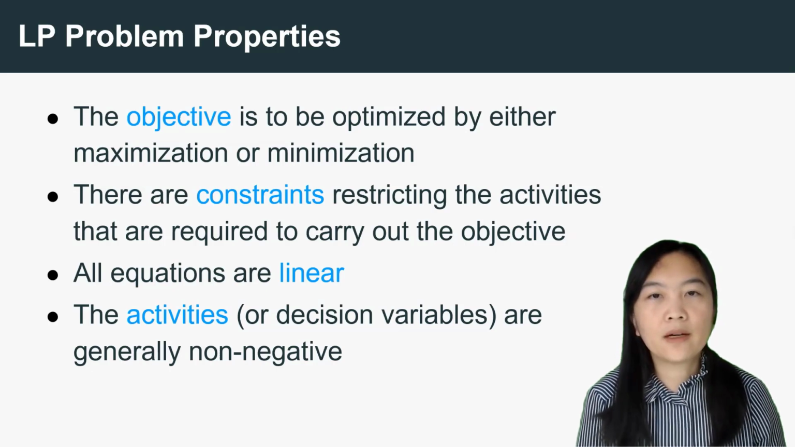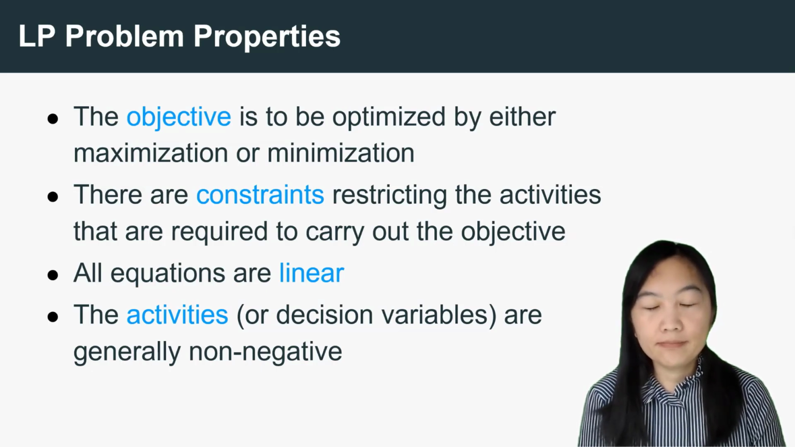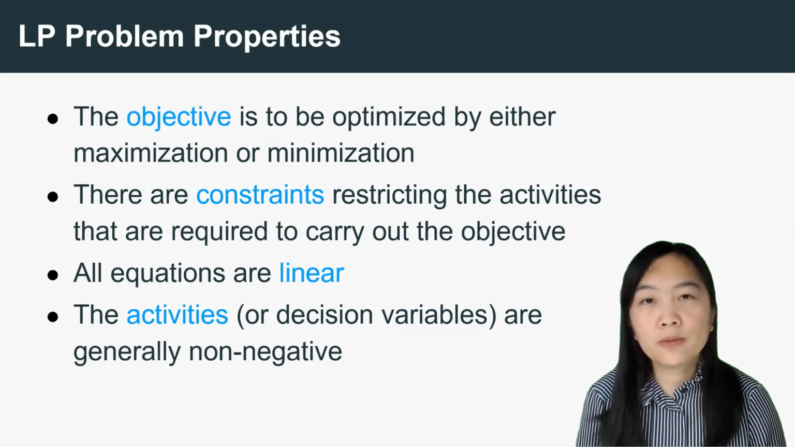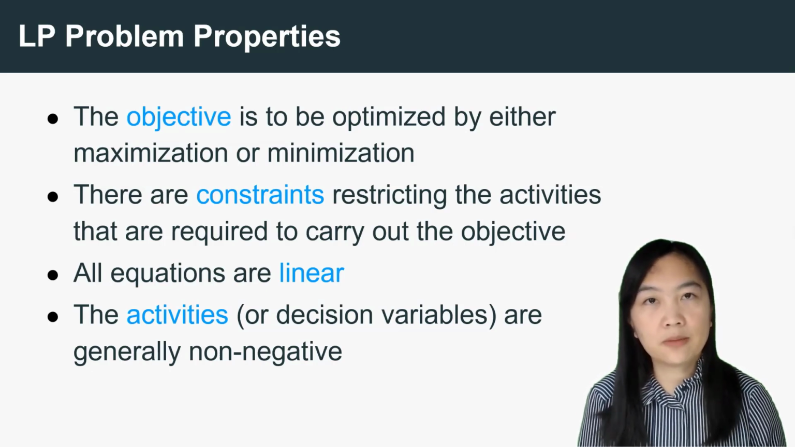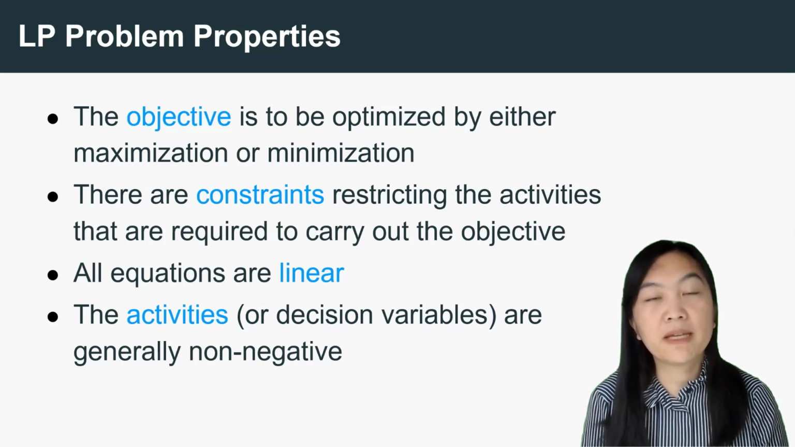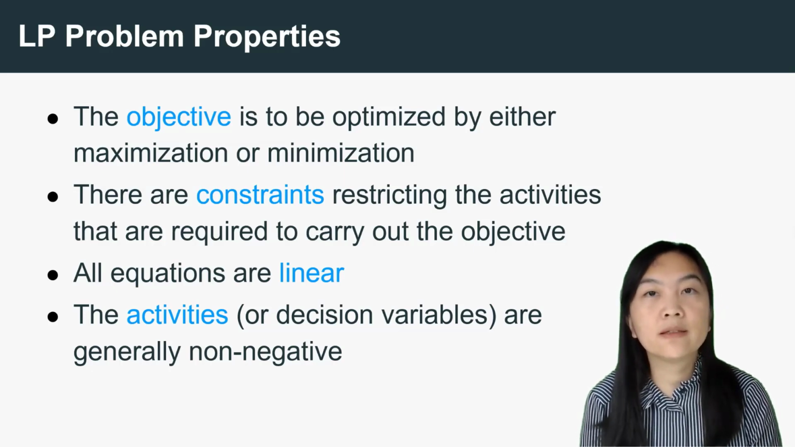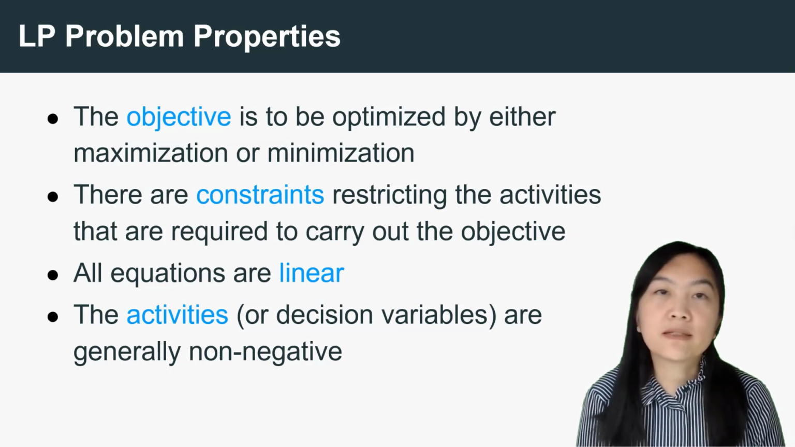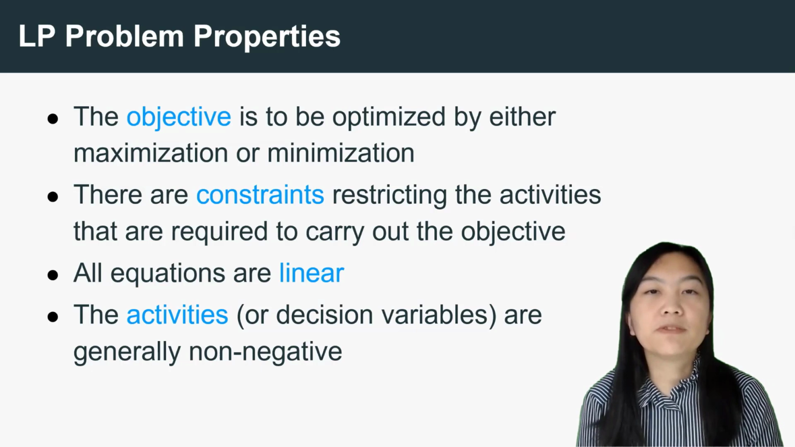So there are several key properties of a linear programming problem. First, there will be an objective. The objective is usually maximization of something or minimization of something. So we have already seen profit maximization and cost minimization problems before.